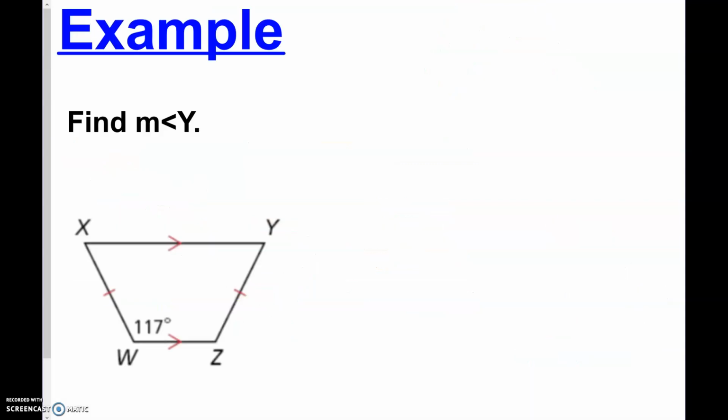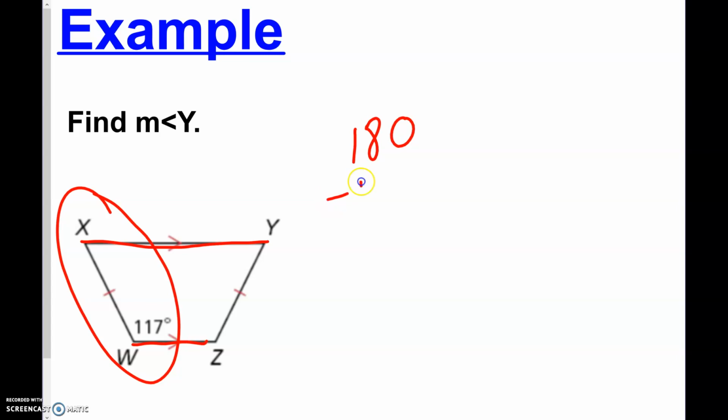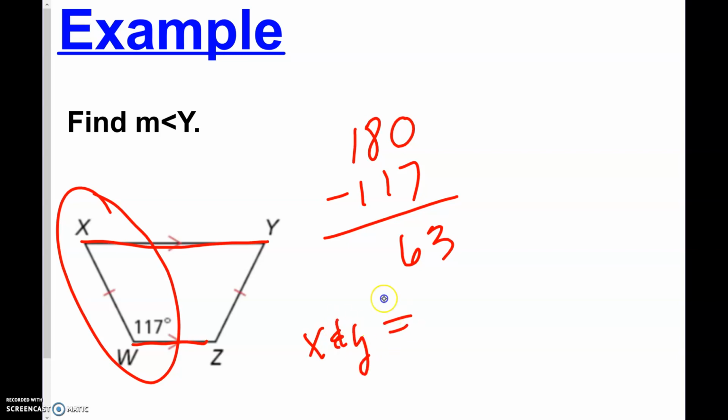Alrighty, find the measure of angle y. Okay, so we cannot use parallelograms. Opposite angles are not congruent, but we do know that because these two sides are parallel, these two must add up to 180. So if we take 180 minus 117, we get 63. And then we get base angles congruent. So x and y have to be congruent. So y is going to be 63 degrees.